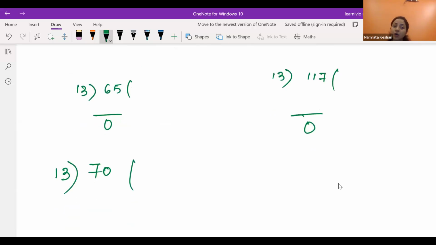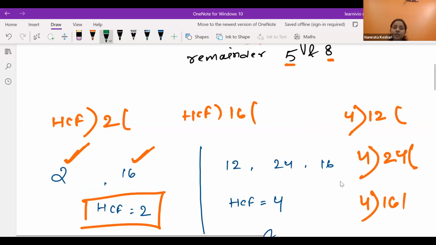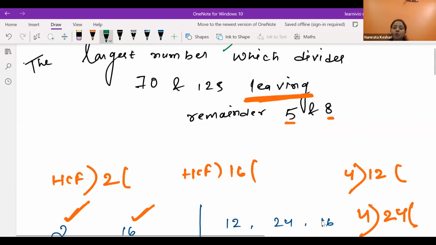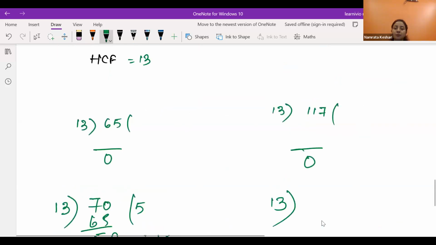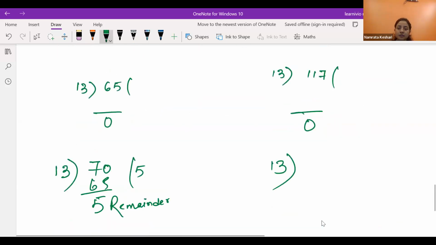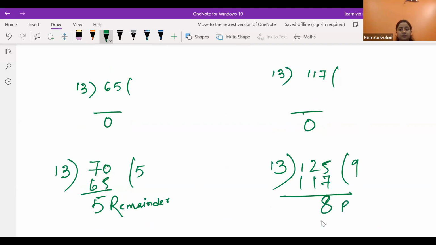And if you check now, can you see you ended up getting 5 as a remainder from the first number? And 8 we were expecting from the second number, no? So let me write 125. Can you see? Are you getting it?